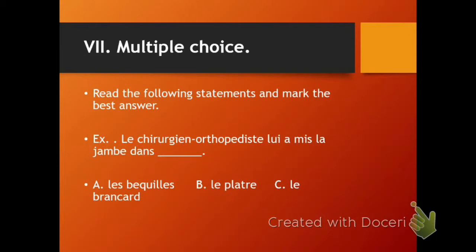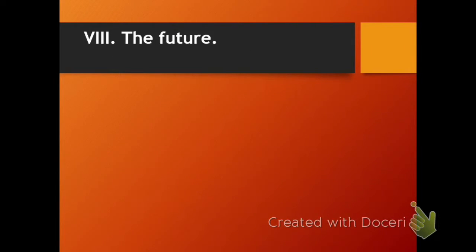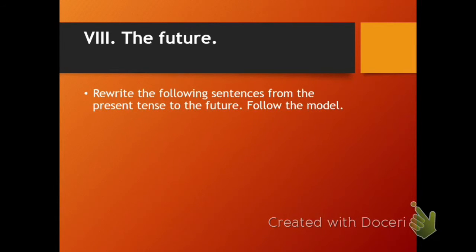Okay, let's go on to our next section. Our next section is the future. What you'll need to do in this section is rewrite the following sentences from the present tense into the future tense. Follow our model here. So for example, we have Je vais à la plage. So take a moment and rewrite this into the future tense.